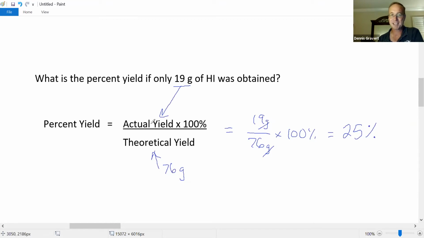Memorize that equation for our exams. If you forget and you put the theoretical amount over the actual amount multiplied times 100%, 76 is bigger than 19, so you're going to get a number greater than 100%. And that makes no sense. So you can check your math, check your answer, just see, logically, can I make more than 100%? No, you can't. In the lab, I suppose if it's wet, contaminated with stuff, you might actually weigh something that's a lot larger. I'm not going to do that to you on the actual exam. The actual yield will be a number smaller than the theoretical amount.